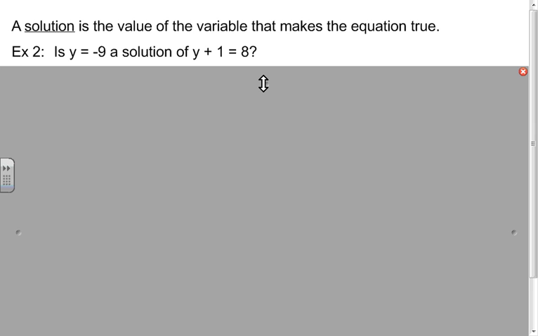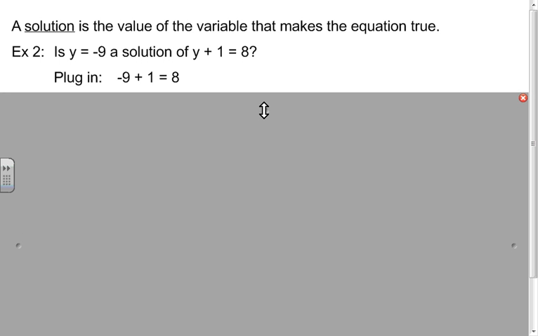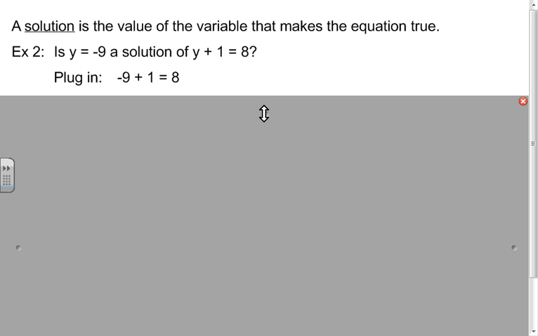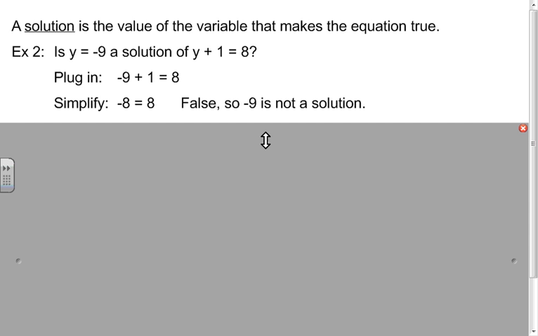Here's an example. So they tell me that y equals negative 9. And I'm supposed to plug it into that equation, y plus 1 equals 8. So if I take negative 9, plug it into my equation, is negative 9 plus 1 equal to 8? No, it doesn't. Negative 9 plus 1 is negative 8, and negative 8 is not the same thing as positive 8. That makes this equation false, so negative 9 would not be a solution.